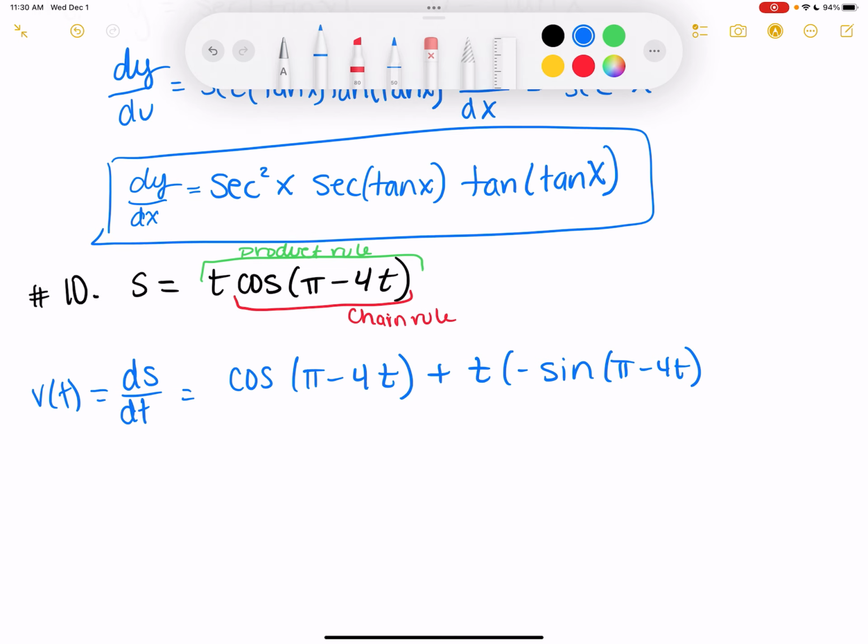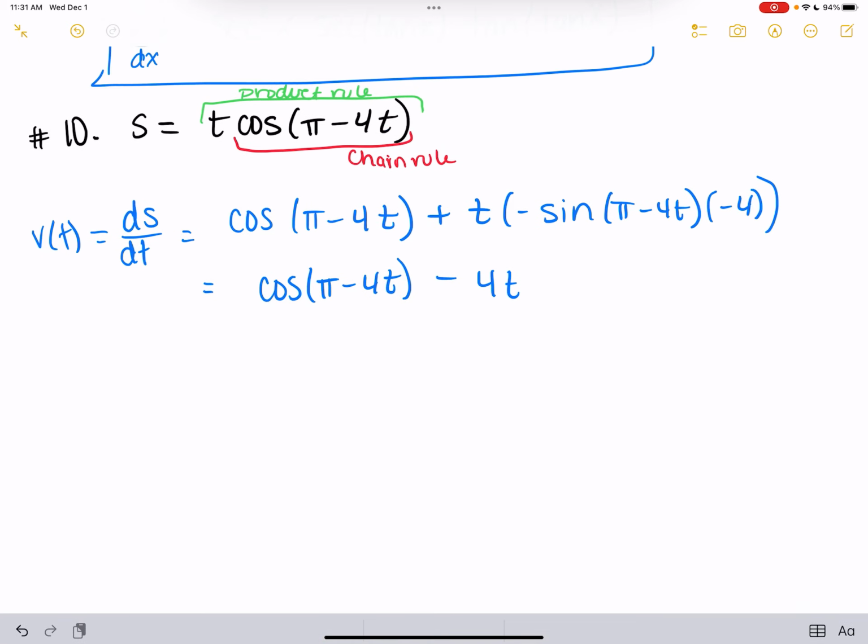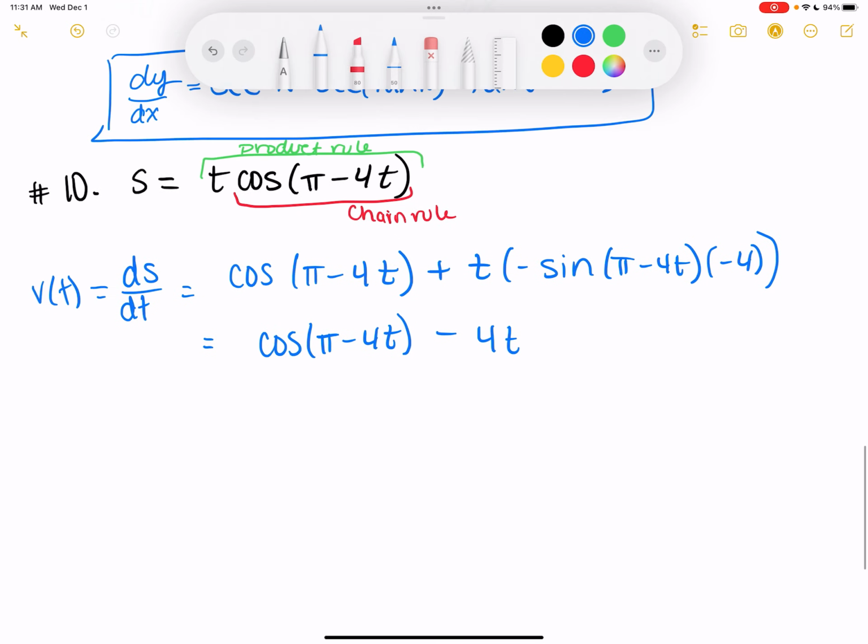Pi minus 4. No, sorry, just negative 4. And that's all getting multiplied. So then I end up with cosine of pi minus 4t minus 4t, or I guess that's actually going to end up being a plus, because that's going to be a negative times a negative, so plus 4t sine of pi minus 4t is going to be that derivative.